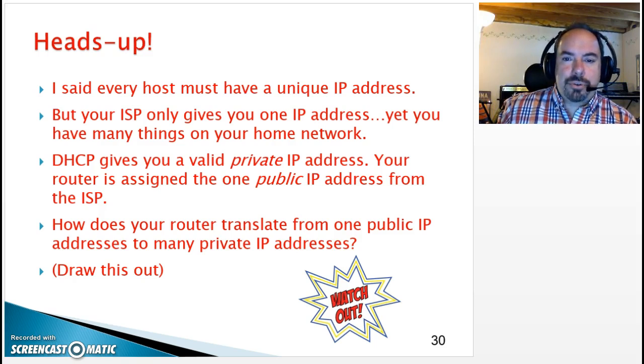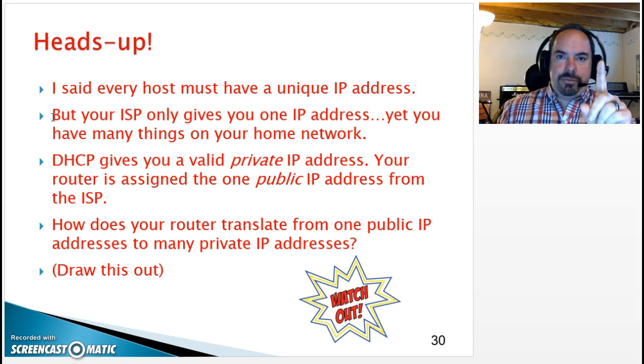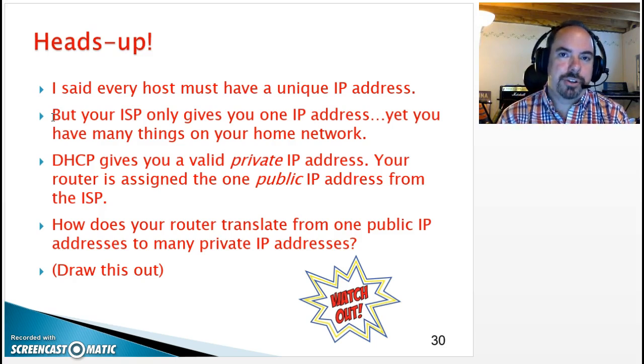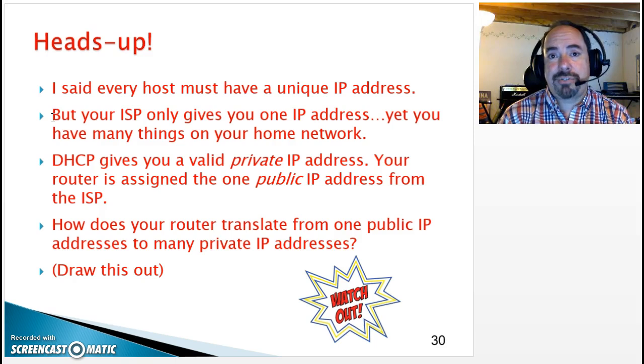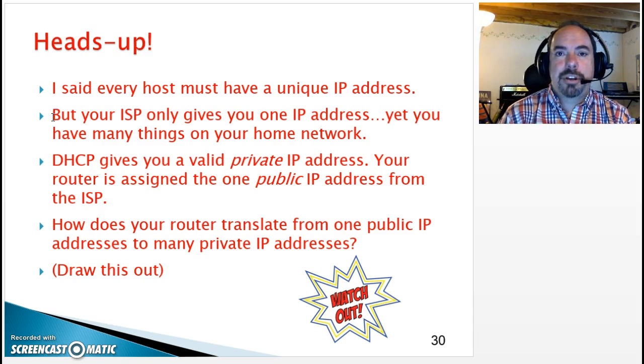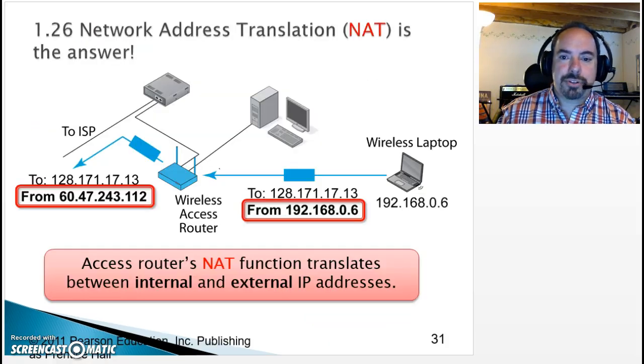So in order to explain the next supervisory protocol, I want to talk about a problem. For example, Charter will only give you one valid public IP address, one, but you have many addresses on your local network. So the problem is, how do you get many addresses to connect if every device needs a unique IP address, but you only have one public IP address? And no need to draw it out because the answer is on the next slide.